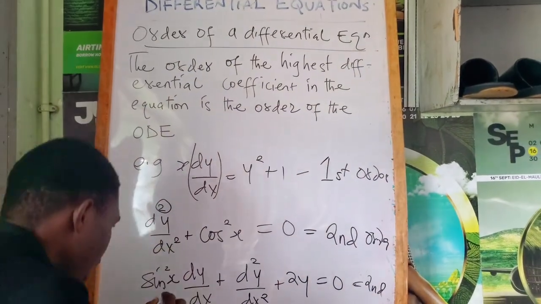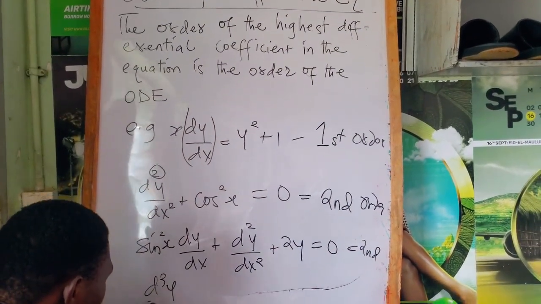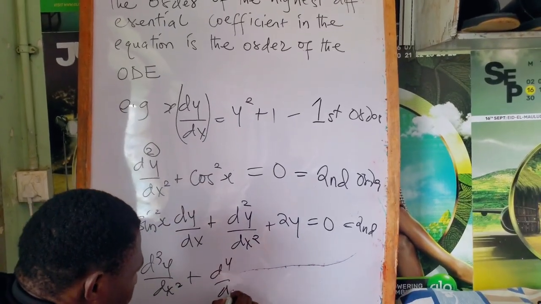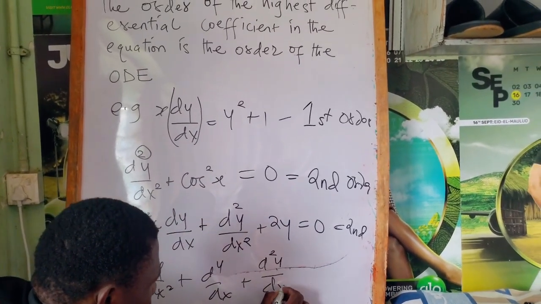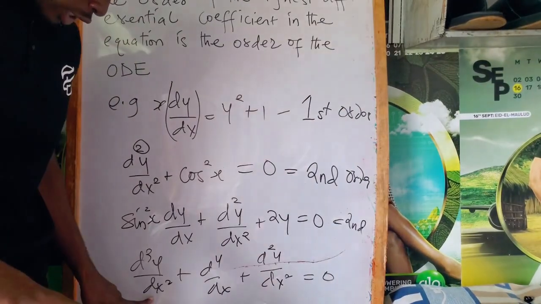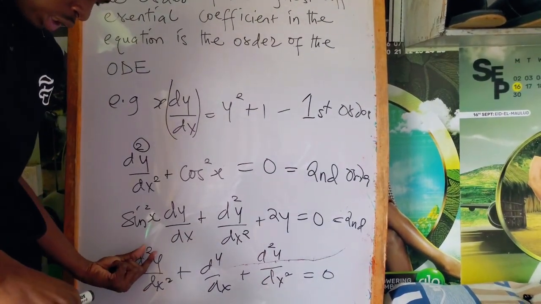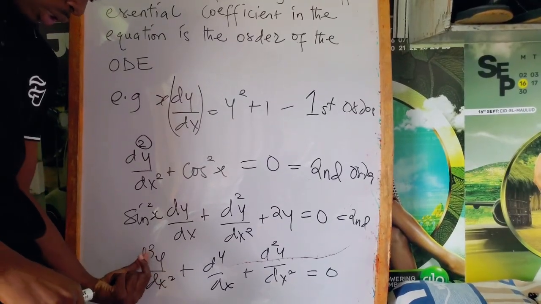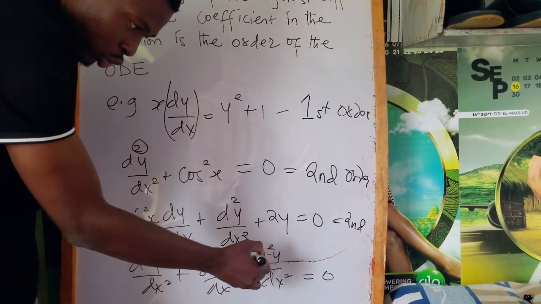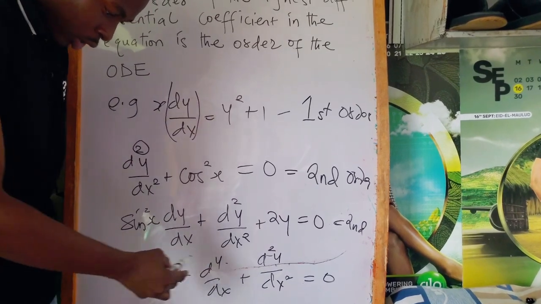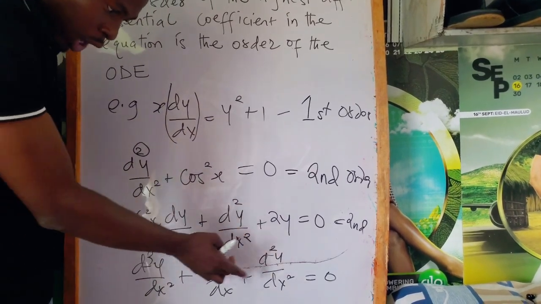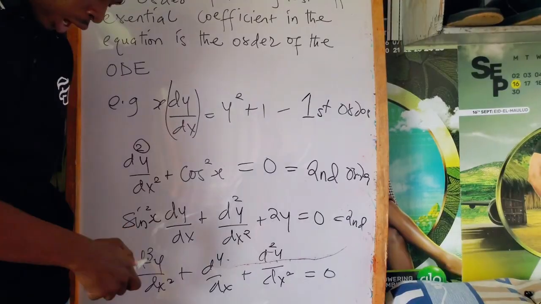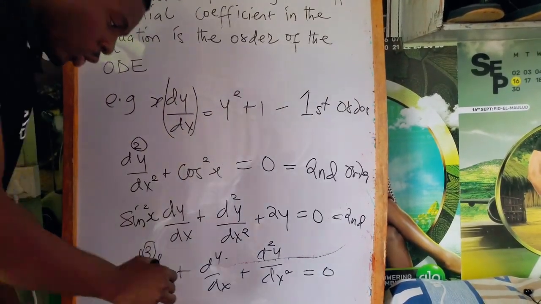So if you have something like d³y/dx³ plus dy/dx plus d²y/dx² equal to 0, this differential equation is of order 3 because the highest order of the differential coefficient is 3. Although we have 2, we have 3, and we have 1. So between 3, 2, and 1, which is the highest? And of course that is 3. So this is of order 3.